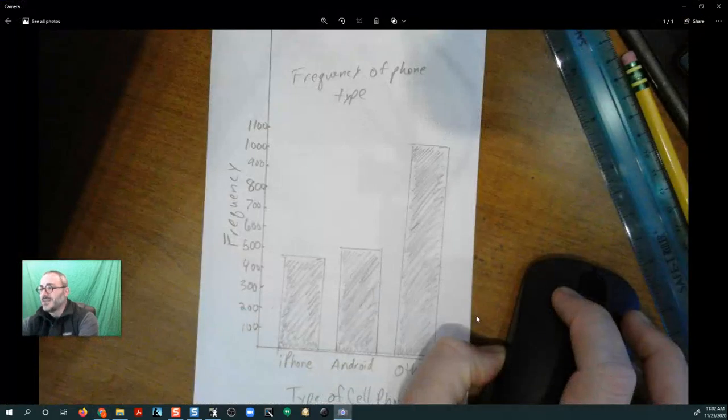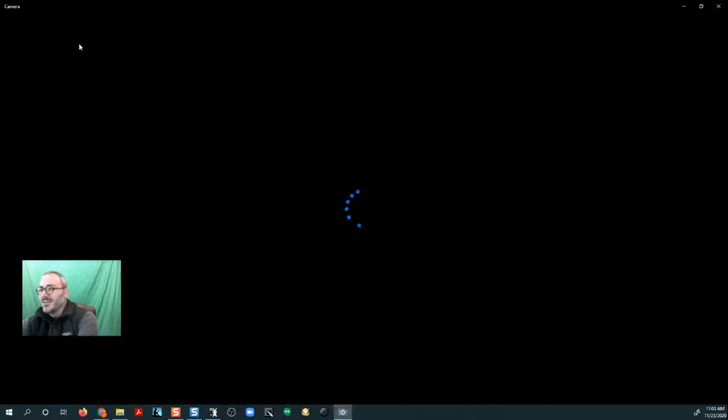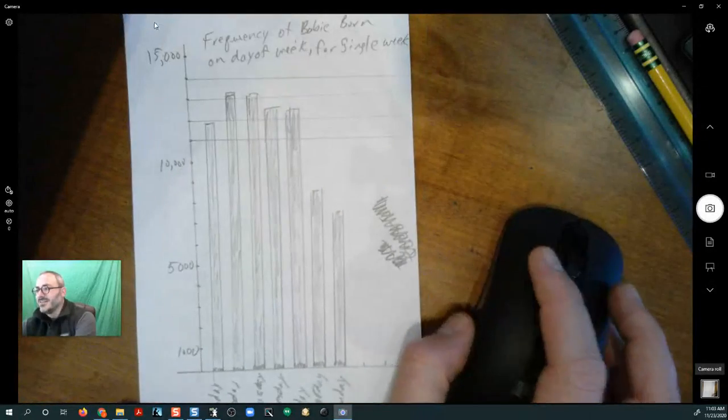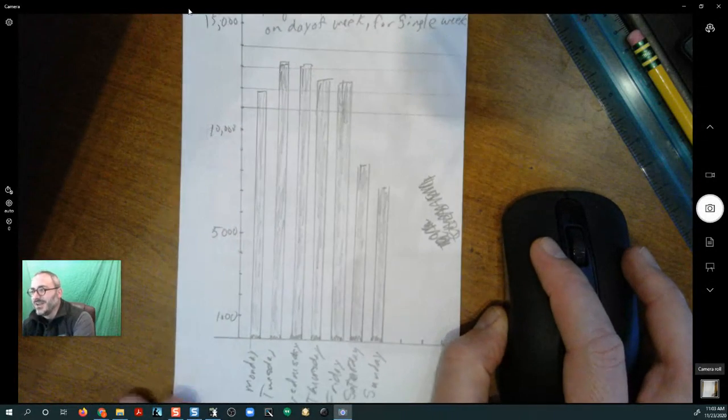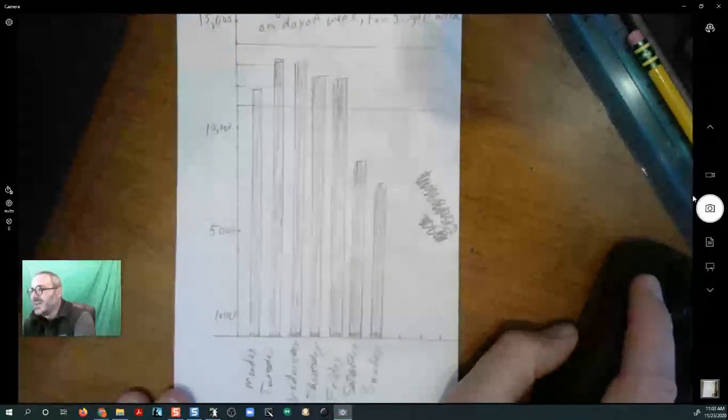I'm going to go back to my camera. I want to take a picture again. So I've got mine hand drawn here. This was my version of this. Remember, it ain't pretty, but it is what it is. I'm going to take a picture of that.